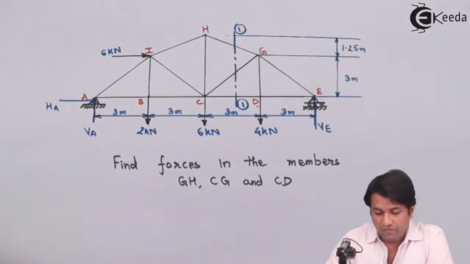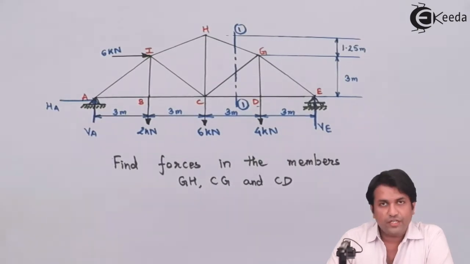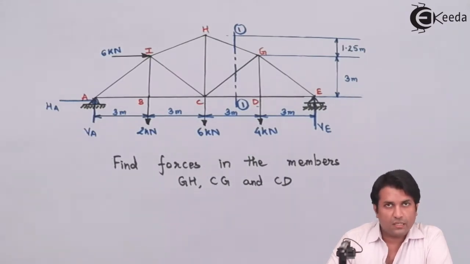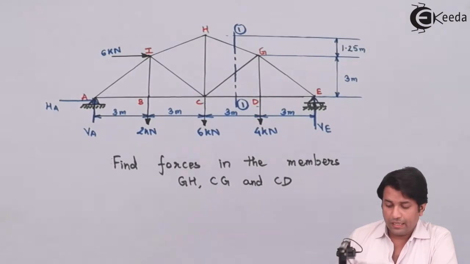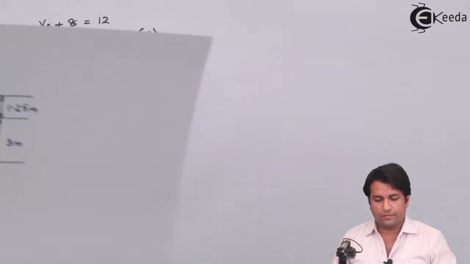Now we need to find out the forces in the selected members, that is GH, CG and CD. We have already taken a section plane, that is 1-1. Now what I will be doing is drawing either the right side part of the truss or the left hand side part. Draw any one part, and for that part we will find the forces. I'll take the right hand side part, since that seems smaller to me, and I'll redraw that structure.